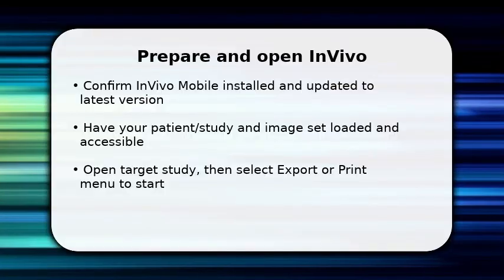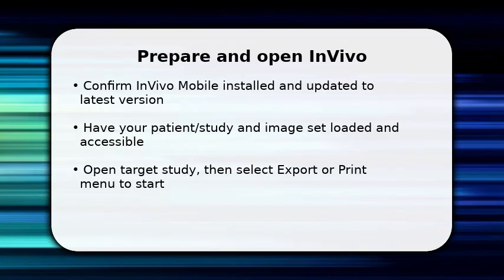You begin by launching Vivo Mobile and loading the study you want to export. Make sure the images and metadata are fully synced. Once done, navigate to the study view and tap the export or print icon. This is the entry point to create a PDF.